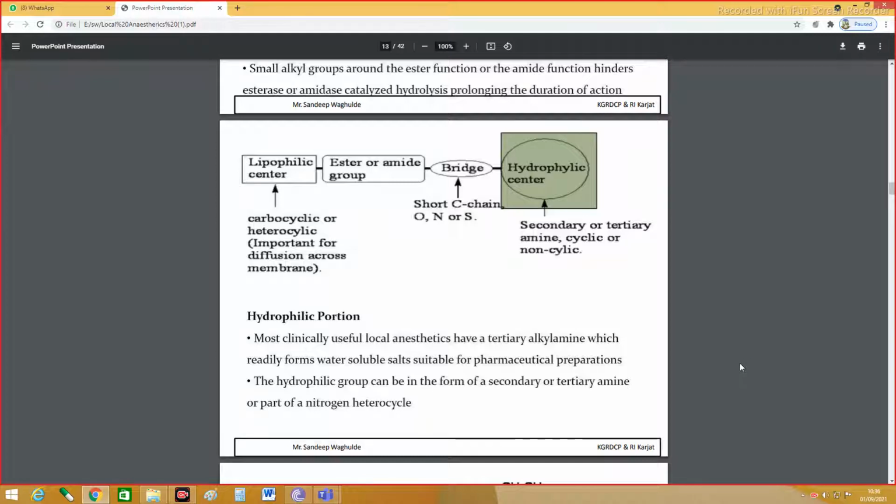The hydrophilic group can be in the form of secondary or tertiary amines, or it can be a part of nitrogen heterocycles. This is how the hydrophilic center is considered for the action of a local anesthetic, as it has polar moieties like tertiary and secondary amines, which can be a part of nitrogen heterocycles.